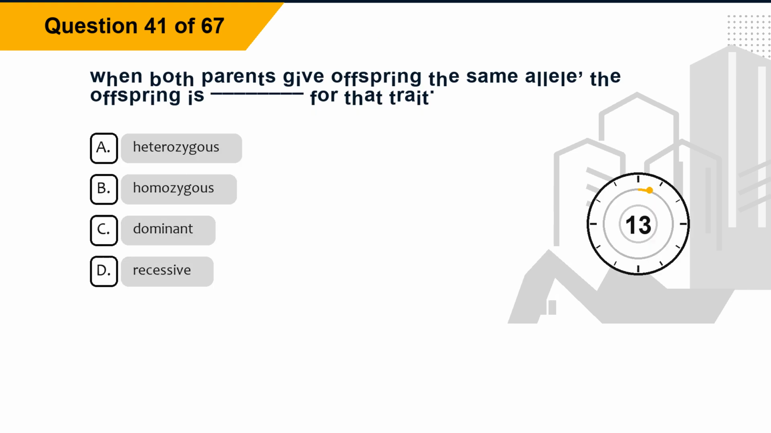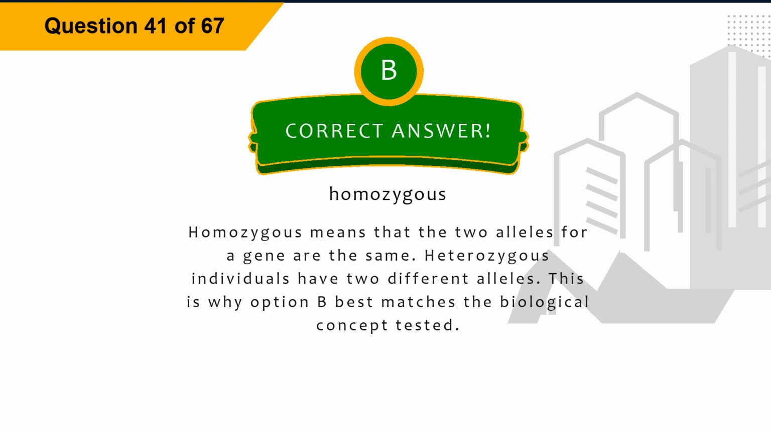Question 41. When both parents give offspring the same allele, the offspring is blank for that trait. Option A, heterozygous. Option B, homozygous. Option C, dominant. Option D, recessive. The correct answer is option B, homozygous. Explanation. Homozygous means that the 2 alleles for a gene are the same. Heterozygous individuals have 2 different alleles. This is why option B best matches the biological concept tested.